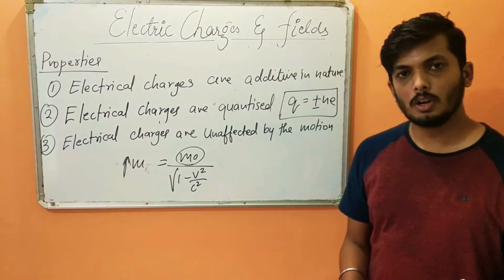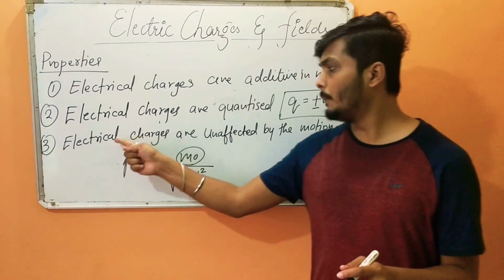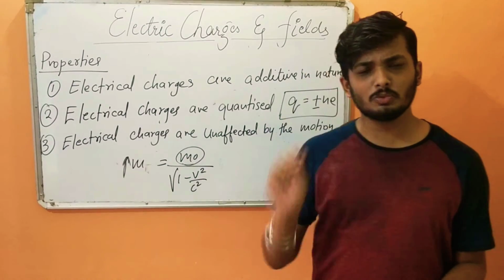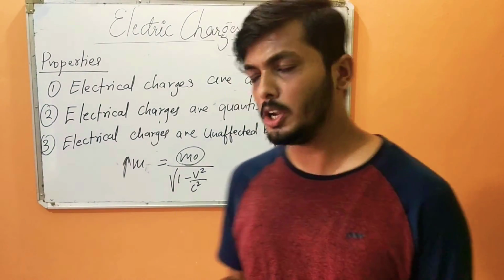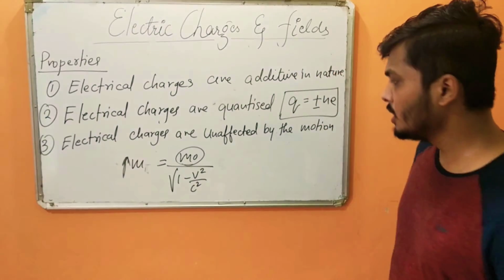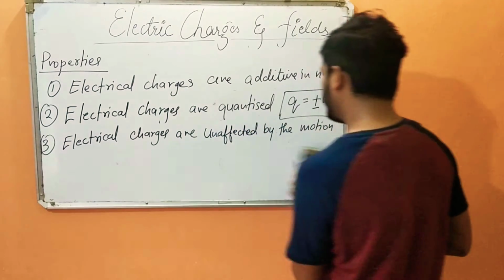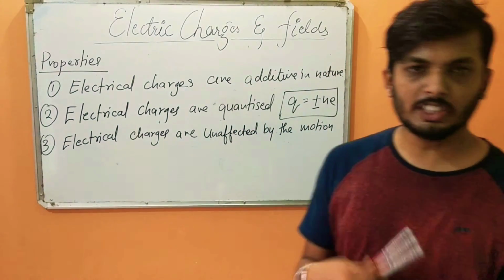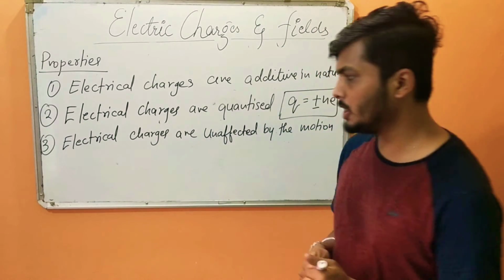So what I am telling you, mass changes when you are in motion, but electric charges will never change when you are in motion. So electric charges are never ever affected during the motion. Take care of that. Irrespective of whatever speed you go, you cannot change the charge of the body. The charge of the body always remains constant. They are never affected by the motion.